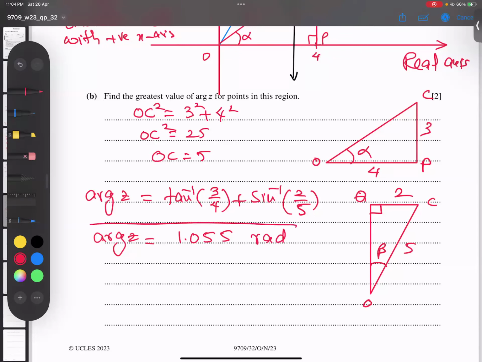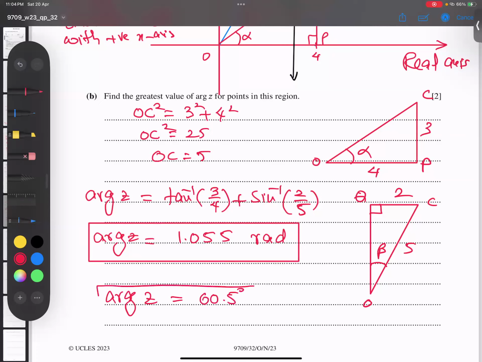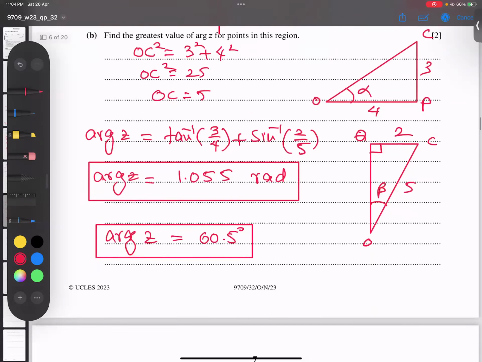And if you use degree mode, it makes no difference to the method. If I type in degree mode, the answer comes as 60.5 degrees. So both are correct answers, and I believe you got the point very clear.